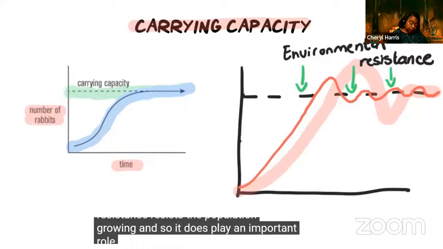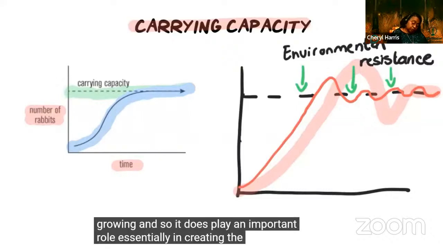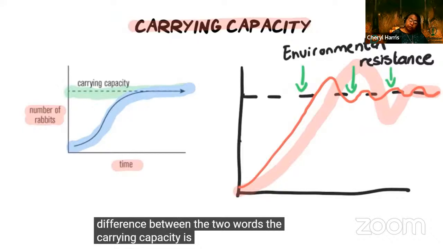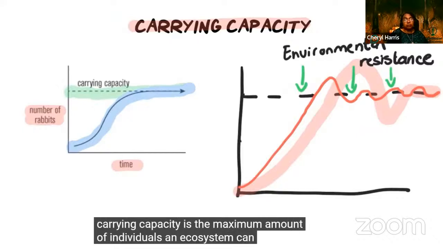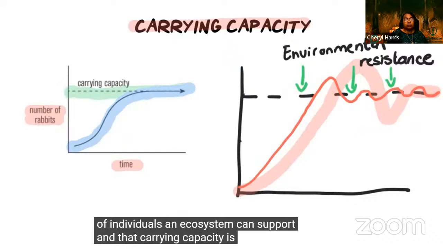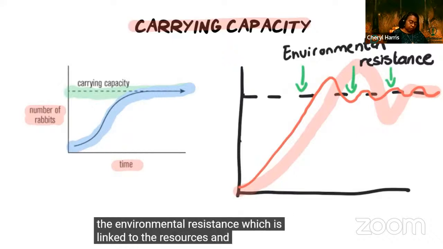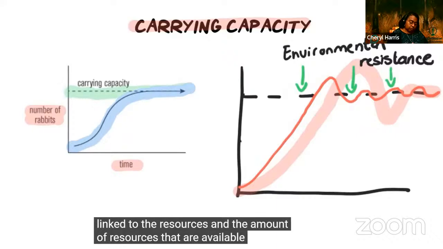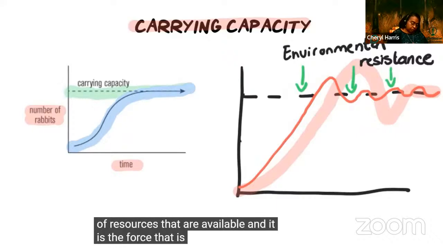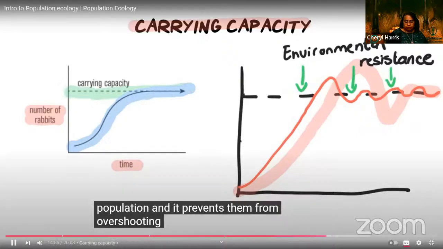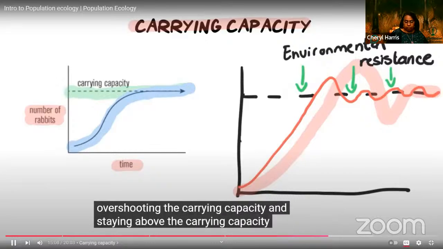But most of the time we just deal with looking at one population at a time and not looking at those extra factors when we're talking about carrying capacity. And so it does play an important role in creating the carrying capacity. Just to clarify the difference between the two words, the carrying capacity is the maximum amount of individuals an ecosystem can support. And that carrying capacity is created by the environmental resistance, which is linked to the resources and the amount of resources that are available. And it is the force that is pushing down on a population, and it prevents them from overshooting the carrying capacity and staying above the carrying capacity.